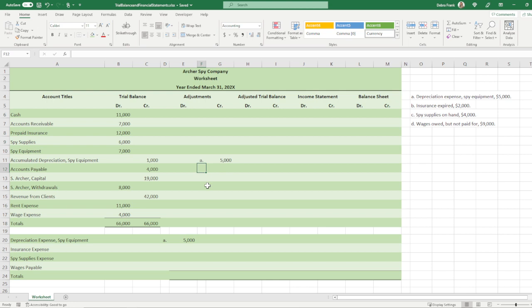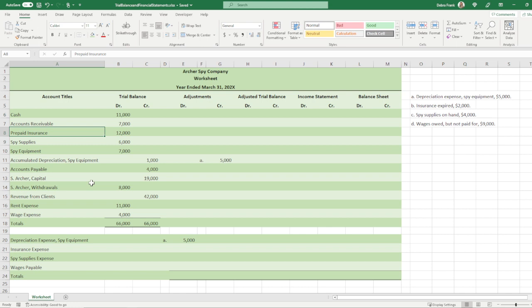So that's depreciation expense. Next we have insurance. Insurance expired by $2,000. So $2,000 worth of our insurance that we paid in advance has expired. Time has been used up, and so $2,000 worth of time has been used up. So we look over here, we have this prepaid insurance account, which is an asset. It's a future economic benefit. It's insurance we paid in advance, and now we're using up that time for that insurance.